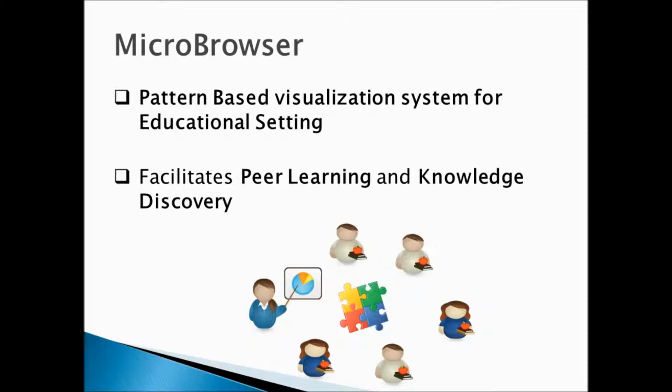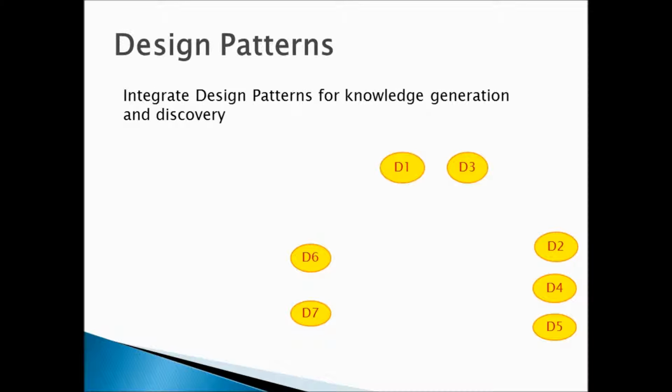We present MicroBrowser, a pattern-based interactive knowledge visualization and exploration system to facilitate peer learning and knowledge discovery for open-ended PBL learning in STEM education. MicroBrowser converts hundreds of student-generated discussions into a structured knowledge graph based on topic similarity. MicroBrowser supports streamlined knowledge graph navigation and enables patterns as supernodes in this graph for effective knowledge discovery and peer learning. The integration of design patterns in knowledge generation and discovery is a key innovation in MicroBrowser.